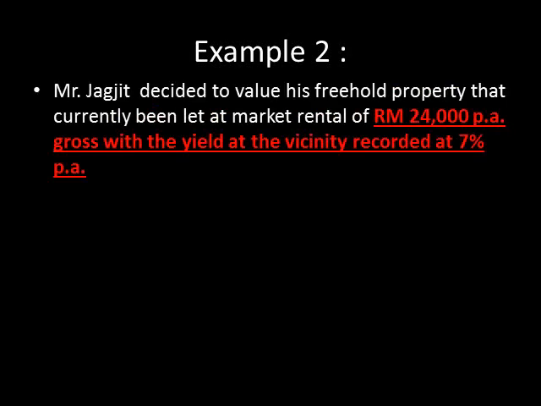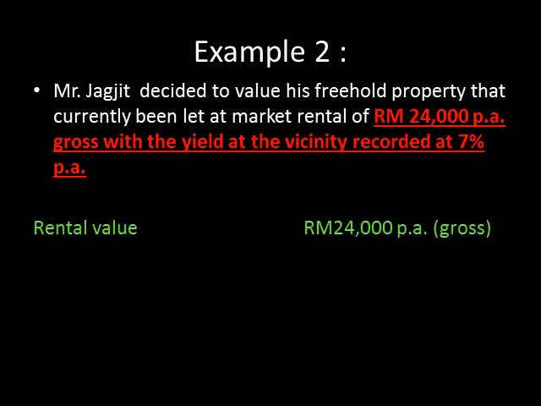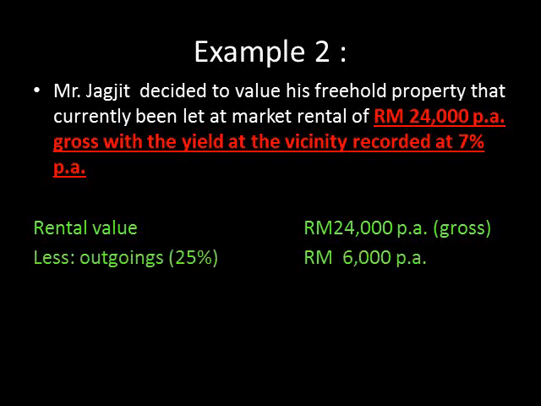Next example. Mr. Jajit decided to value his freehold property that is currently let at a market rental of 24,000 per annum gross, with the yield in the vicinity recorded at 7% per annum. For this situation, the rental received is gross, so you need to make it net. That's very easy. The rental received is 24,000 per annum gross, so to make it net, you less the outgoings, as you have learned before.